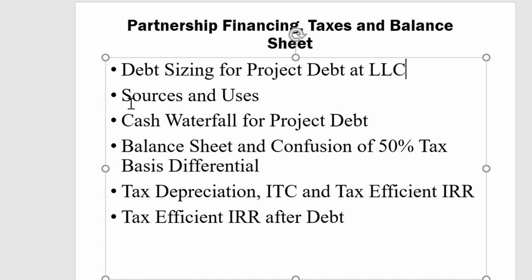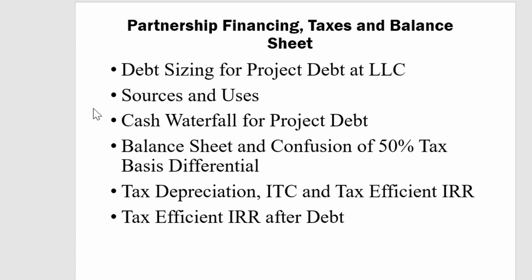And then we'll talk a little bit about project debt and why tax equity investors might not accept project debt, and just a little bit about the pros and the cons of project debt. And then we'll make a balance sheet at the LLC, at the partnership, at the SPV, whatever we're calling this. And the only trick really to get the balance sheet to balance is this problem with the tax basis.